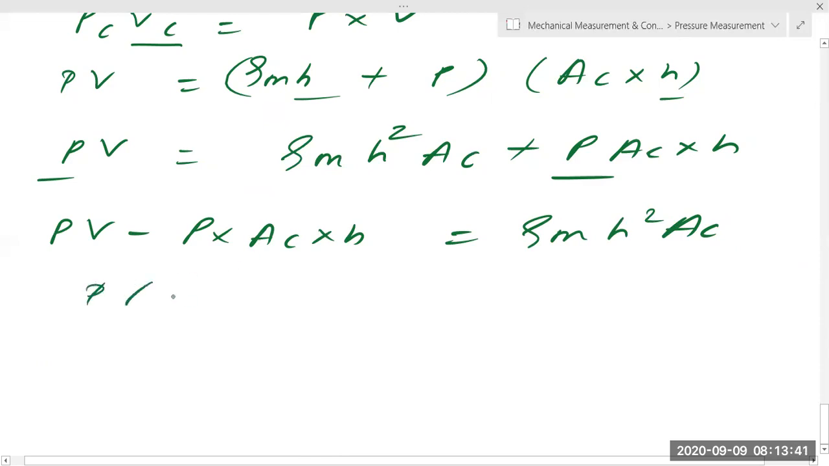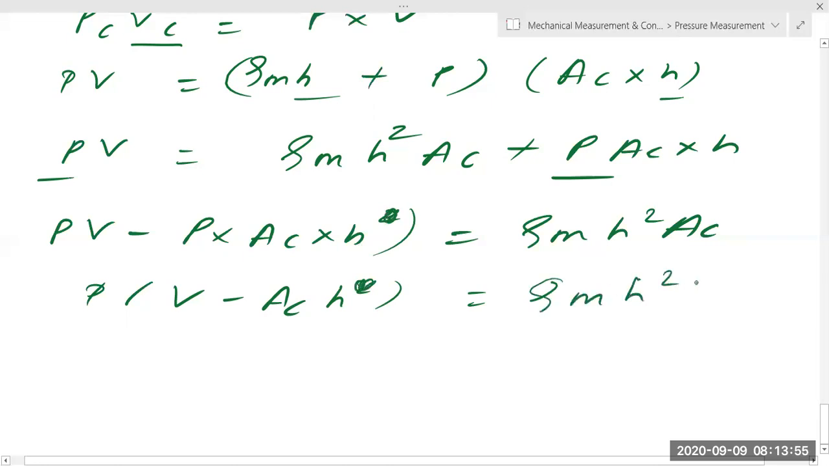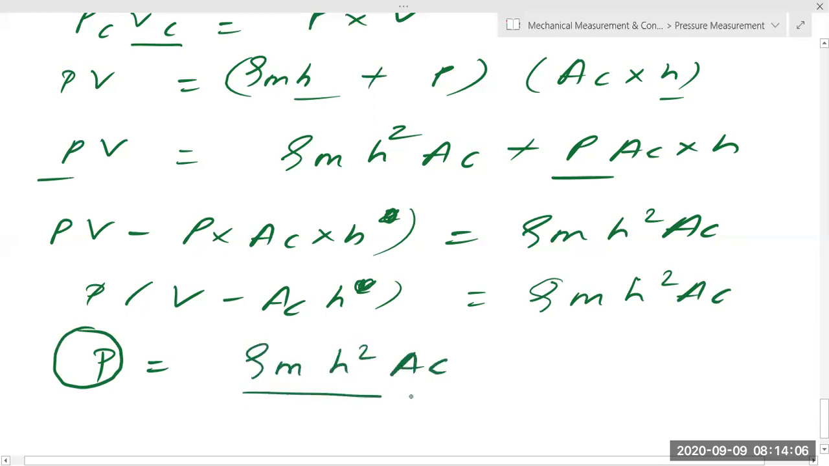So if we take P common, V minus AC into H will be equal to rho m H square AC. So P, the unknown pressure of the fluid, will be equal to rho m H square AC upon V minus AC into H. As simple as that.